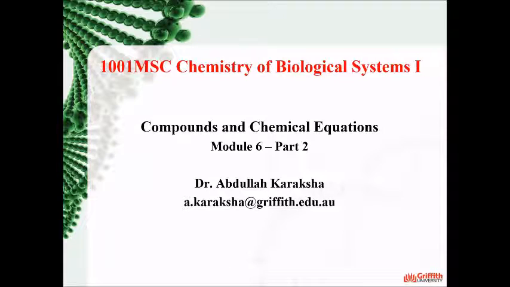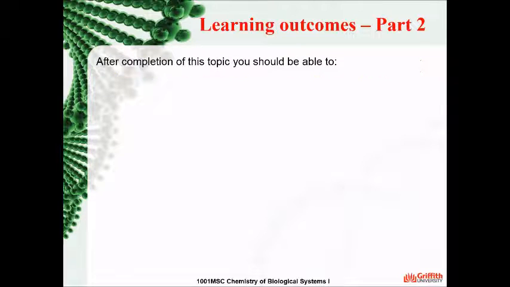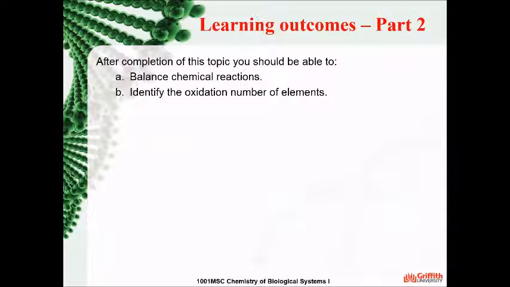Welcome to the second part of Module 6. The learning outcomes of the second part of Module 6 are to balance general chemical equations, identify the oxidation number of elements, and balance oxidation reduction equations.